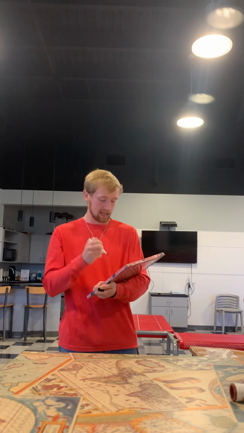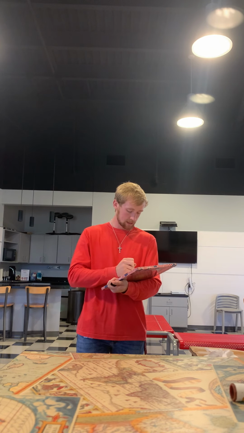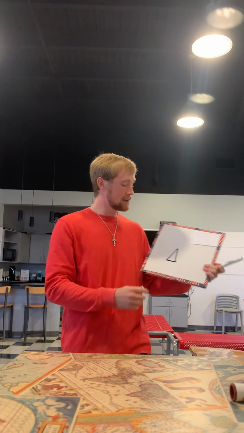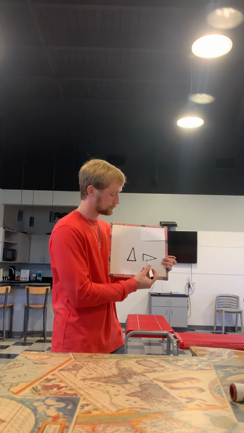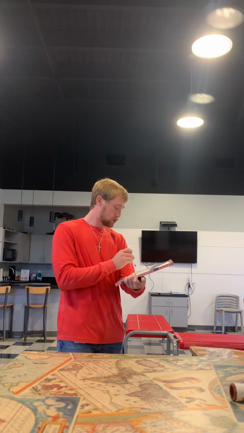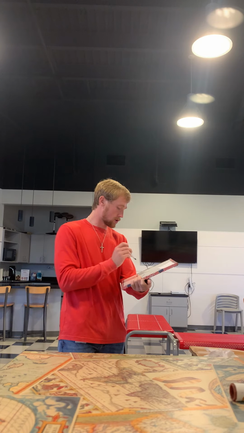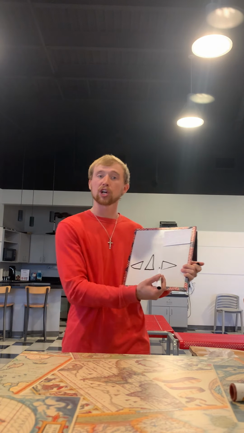Let's try again. 3 vertices and 3 sides. Josh, you got the answer? Let's see. What do you got? A triangle. Very good. So a triangle was the correct answer. Could you have done your triangle like this? Yes, because they're all still triangles.